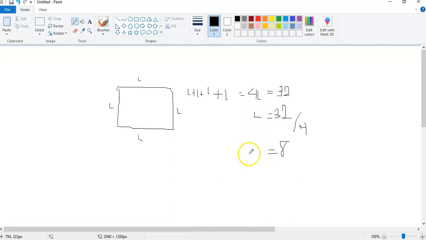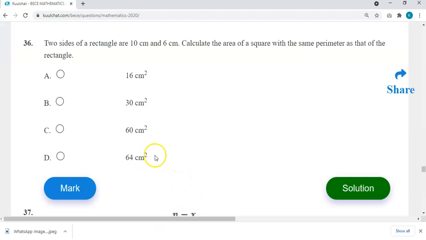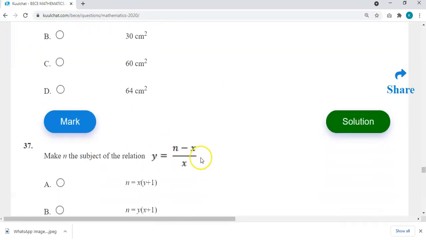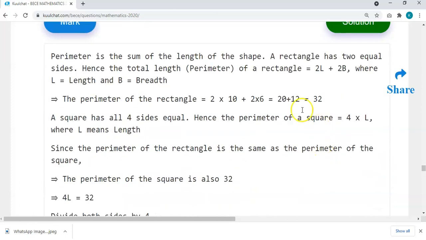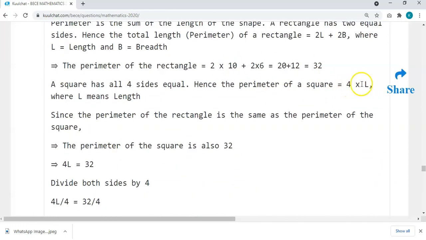Now the area of a square is length times breadth, but a square has equal sides, so it's going to be length times length, which is length squared. Since the length is 8, the area is 8 times 8, which gives us 64. So the area of the square is 64 centimeters squared. Like I've explained, 4L is the perimeter of the square, so we calculate for the length.